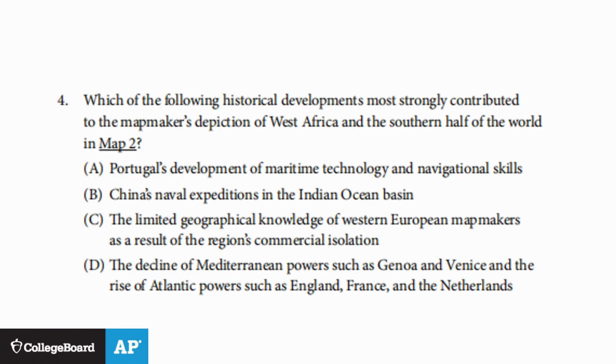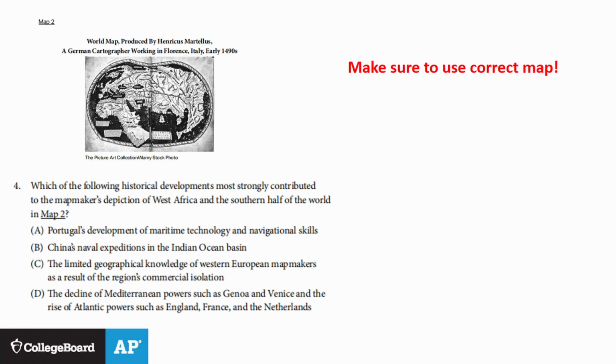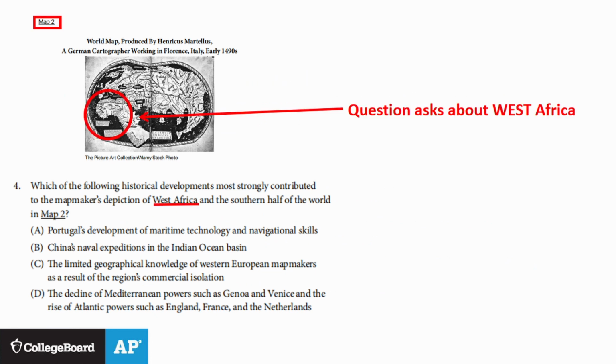Which of the following historical developments most strongly contributed to the mapmaker's depiction of West Africa in the southern half of the world in Map 2? First, let's make sure we're looking at the right map, map number 2. Now, Africa looks a little bit weird in this map, but West Africa actually looks fairly accurate. And we see in the map's description, it's from the 1490s.